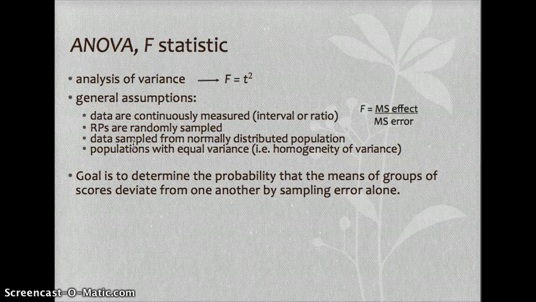And so the whole goal with an ANOVA or an F statistic is that you're comparing more than two groups. So with a t-test, you're comparing two groups to see if there's differences. With an ANOVA, you're comparing more than two groups. Okay, so the goal here is to determine the probability that the means of groups of scores deviate from one another by sampling error alone.